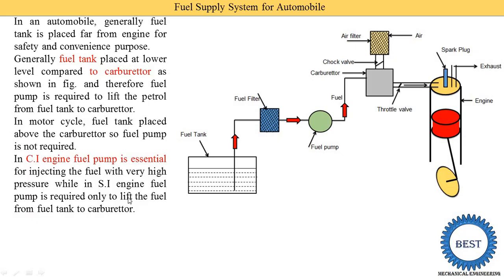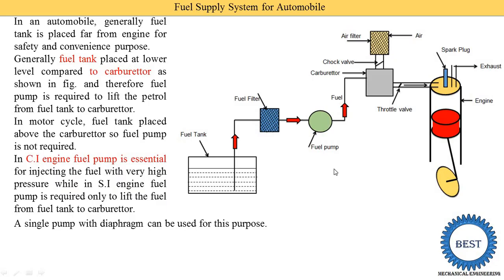While in an SI engine, the fuel pump is required only to lift the fuel from the fuel tank to the carburetor, or even a fuel pump is not used in the case of a motorcycle, because the fuel tank is at an upper level and the carburetor is below the fuel tank. A simple pump with a diaphragm can be used for this purpose.